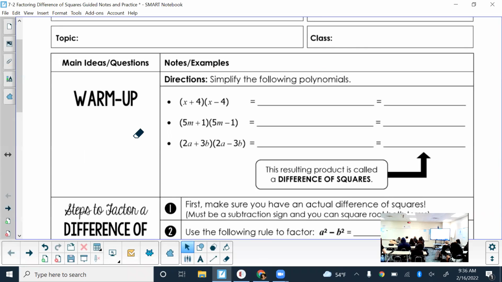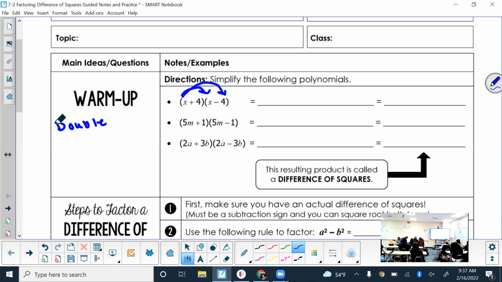All right, so hopefully you finished the warm-up by now. Let's go over it. These are from the last unit that we learned. So how would you solve these? Double distribute. And then what's that other method? Foiling. So for the warm-up, you had to either double distribute or foil.